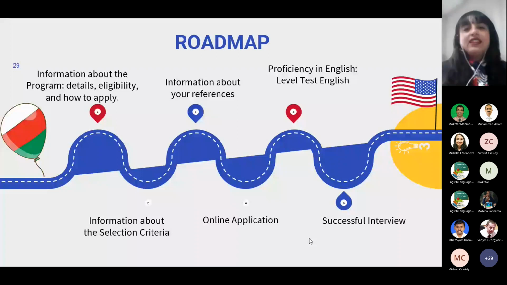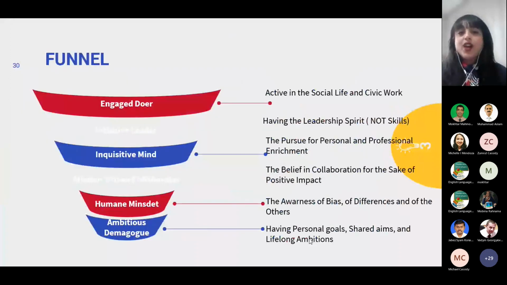So this is the funnel, which summarizes everything. The student, or the fellow, or the future Fulbright alumni needs to have these basic traits: to be an engaged doer, an inclusive leader, an inquisitive mind, a mission-driven collaborator, to have a humane mindset, and to be an ambitious advocate.